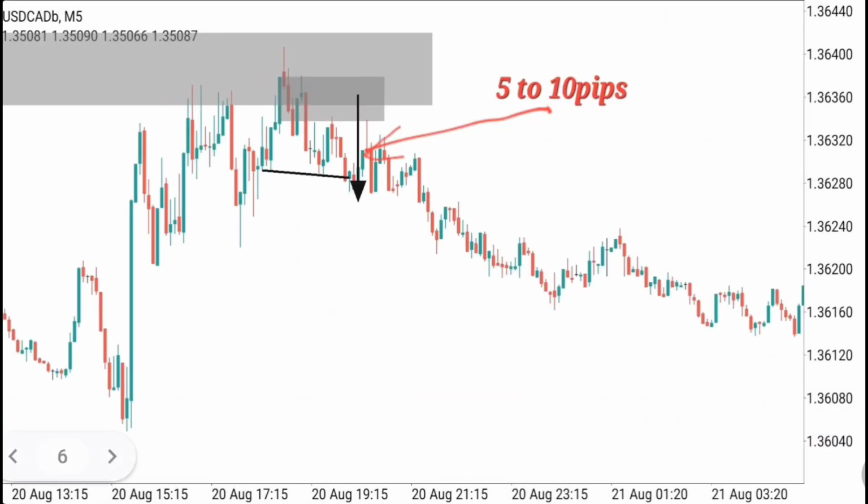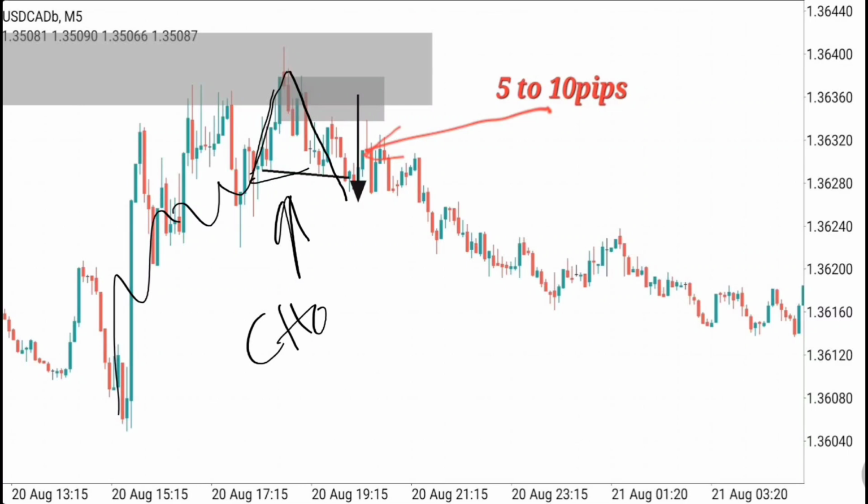For the scalping strategy, you can see price, this is the same USDCAD. Price came up, and you see it broke structure, giving us a change of character. Once price came to the zone, we step down. You can step down to the 1 minute time frame, but here I didn't step down actually. When you step down to the 1 minute time frame, you have your change of character.